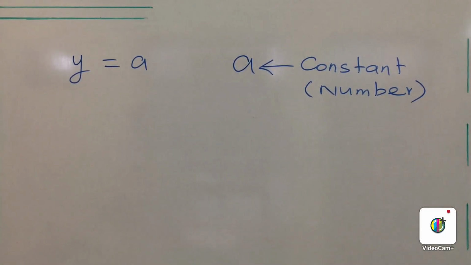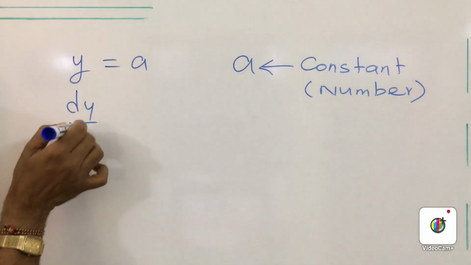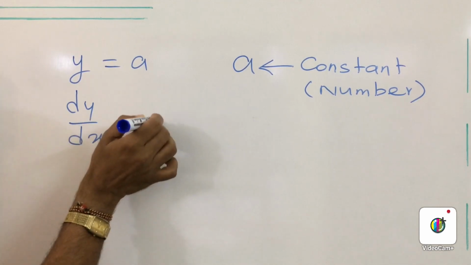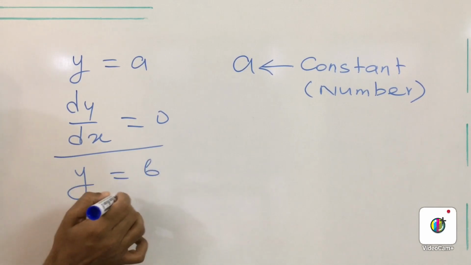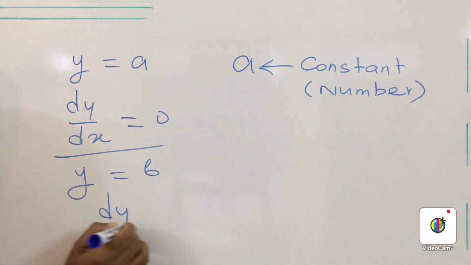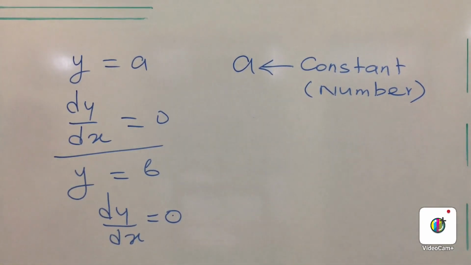Now we will see y equal a. Here a is a constant. Constant means a number like 1, 2, 3, 4. a is a constant, that is a number. Therefore, y equal a. When you differentiate a number, dy over dx equal 0. For example, y equal 6. When you differentiate, dy over dx equal 0. Therefore, when you differentiate a number, the answer is 0.